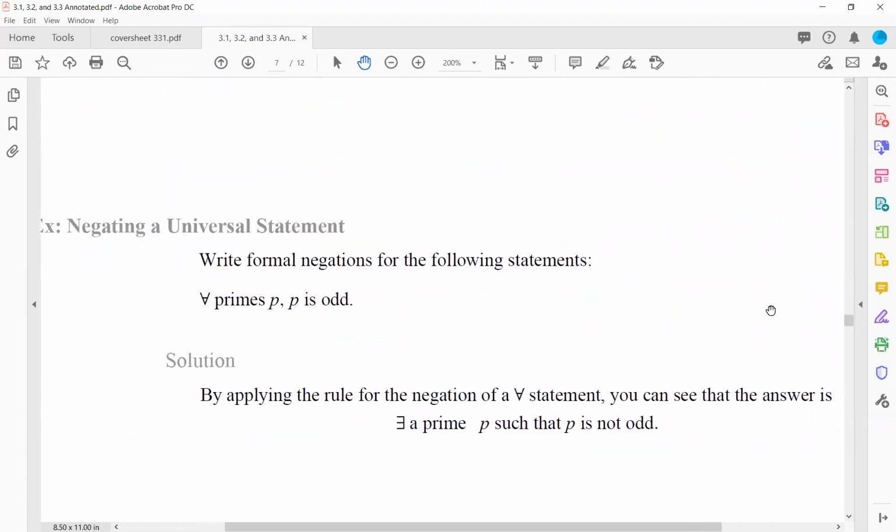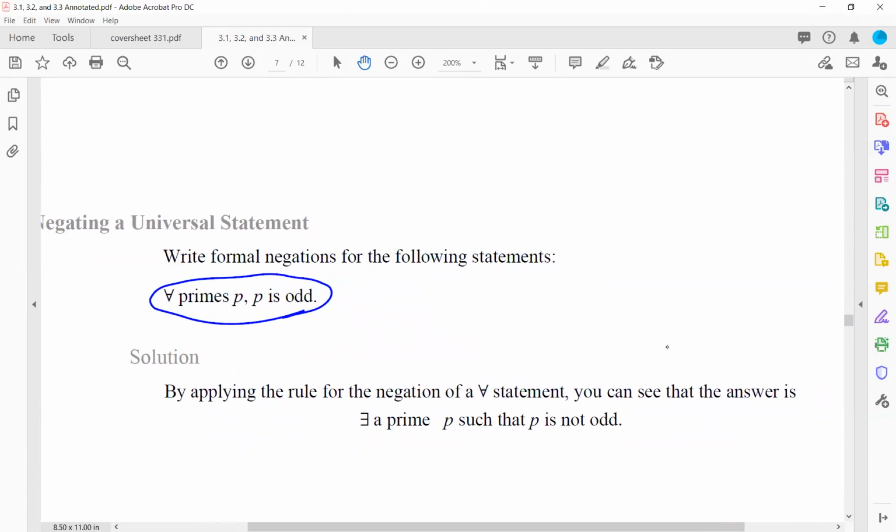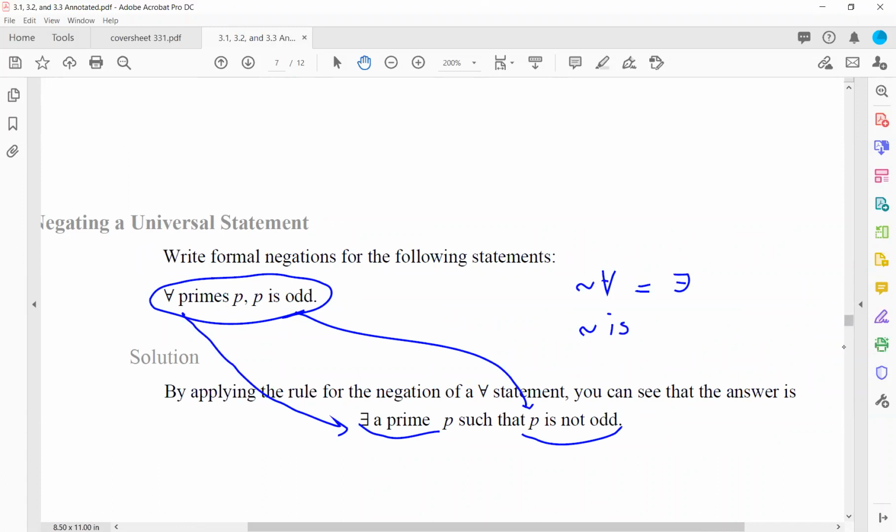Example, write formal negations for the following statement. For any primes like P, P is odd. So you have prime numbers and you're saying that P is odd. The negation of for all is there exists. The negation of P is odd is P is not odd. So the negation of for all is there exists, and the negation of is is not.